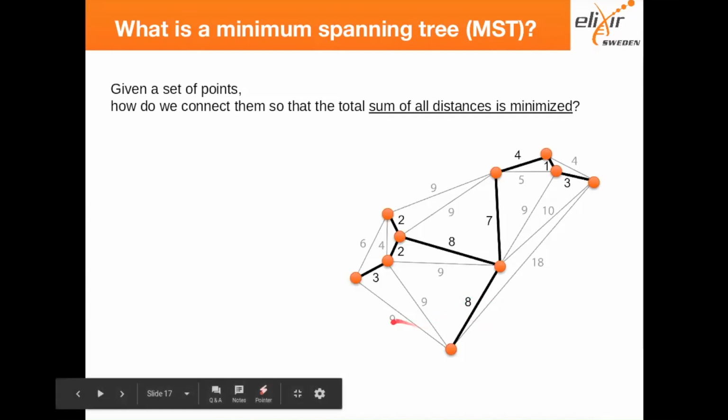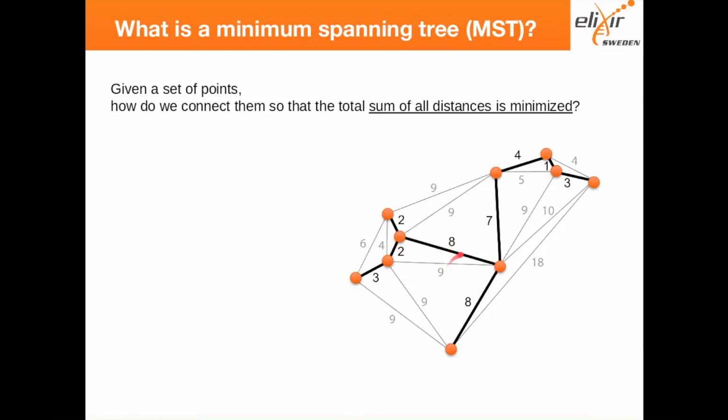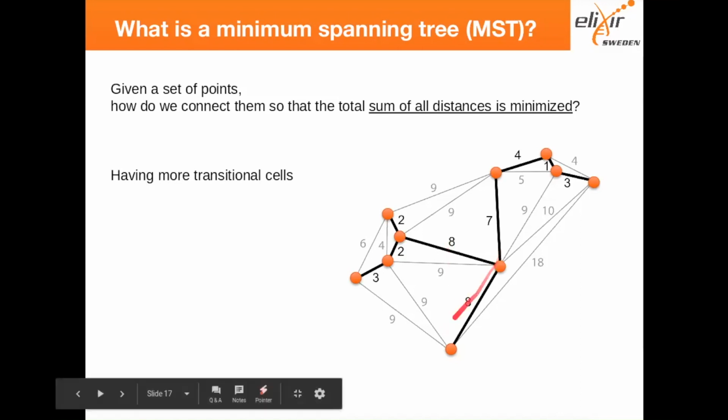So you can actually test, for example, that you cannot choose this one because this is lower. Between this one and the rest here, this one is lower than that one. So this is actually the only path that you can connect, and so on. In this case, it's very important to have more transitional cells because in some cases like this one, the distances are very far apart.